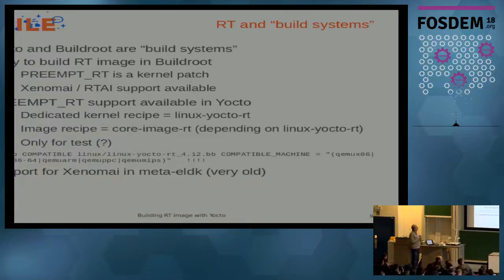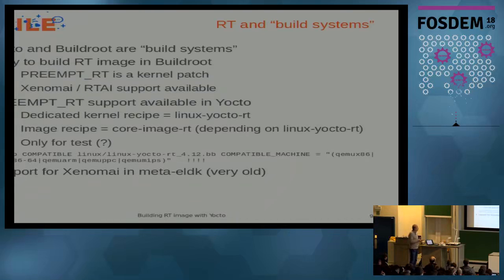So, RT and build systems. Yocto and Buildroot are build systems. It's very easy to build an RT image in Buildroot because it's included. PREEMPT_RT is a single kernel patch, so you just have to configure your kernel and say the kernel patch is here, with the graphical configurator. And Xenomai and RTAI support have been available for a long time, so it's quite simple to install.